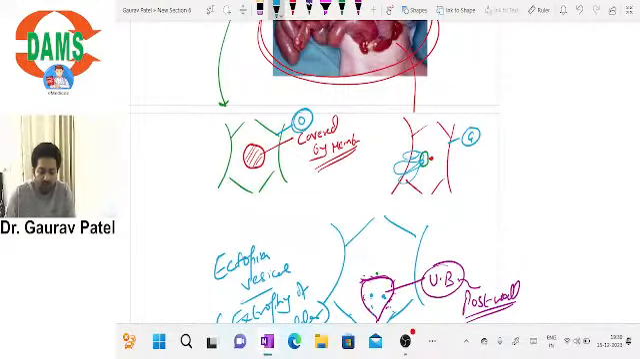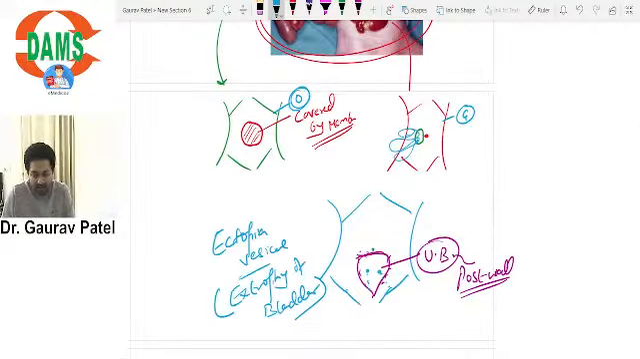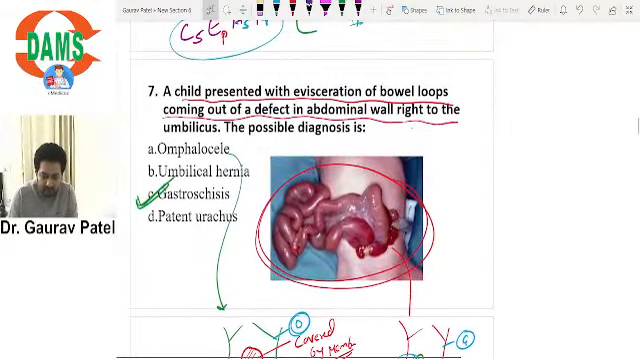Exstrophy of bladder. Okay, these questions will be asked image based only, so you have to see and answer accordingly. Okay, clear? So this is gastroschisis.